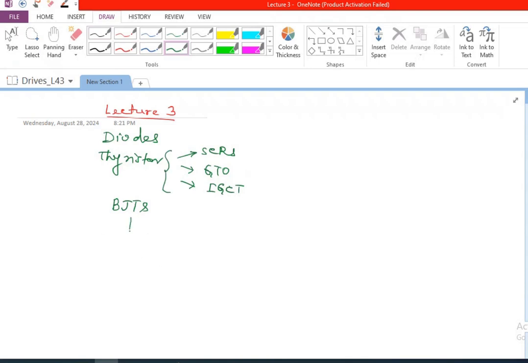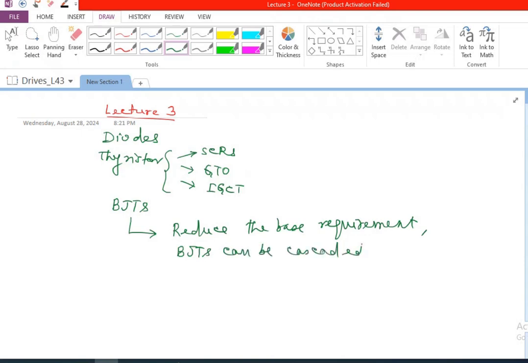So BJT actually, if we want to reduce the base drive requirement, then we can operate it as, BJTs can be cascaded in Darlington pair configuration.